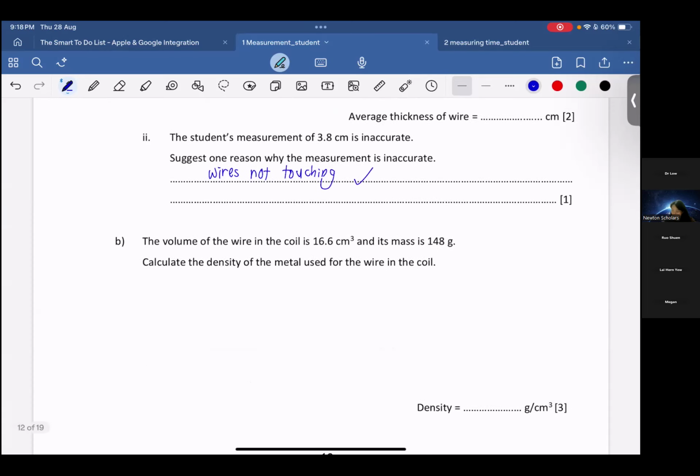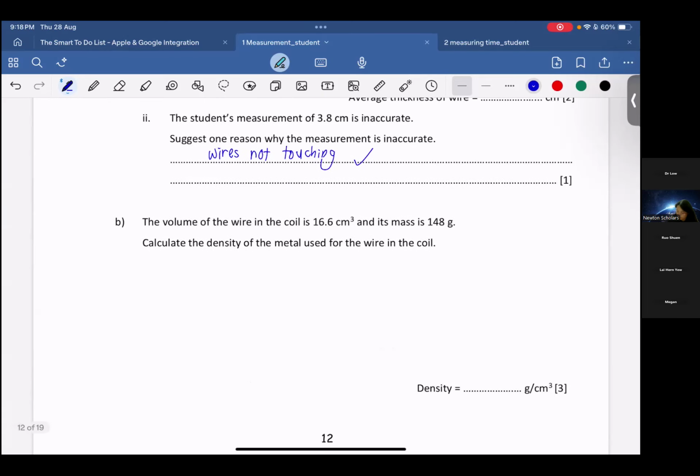Okay, here, the last one, easy. Density is mass divided by volume. Density is the mass 148 divided by volume 16.6. Answer. Like you already give us the answer. Do you guys get it?